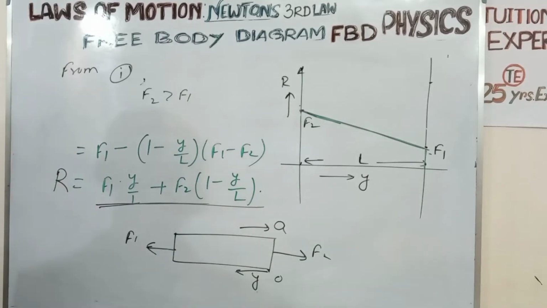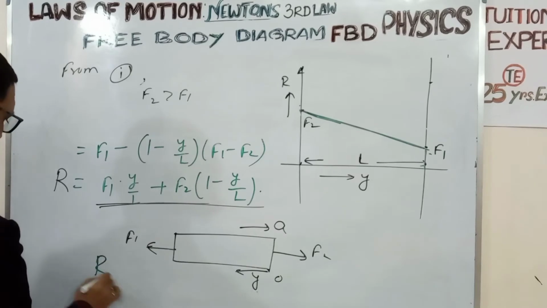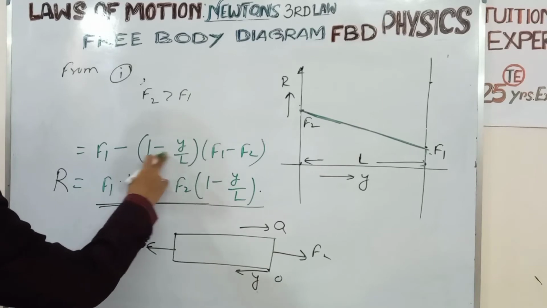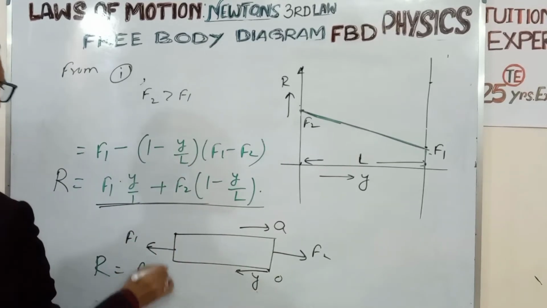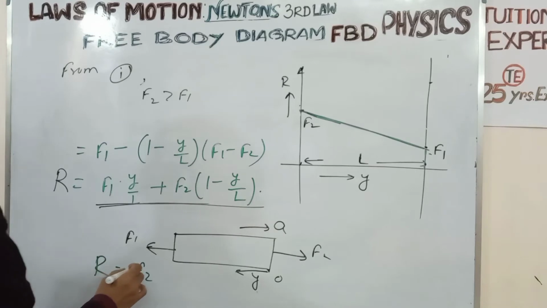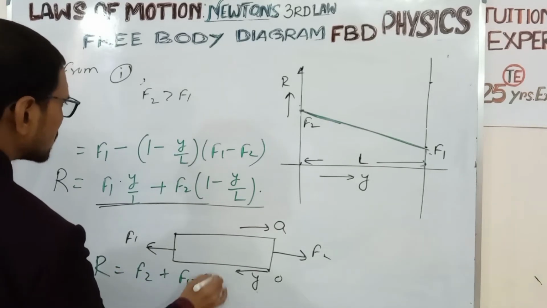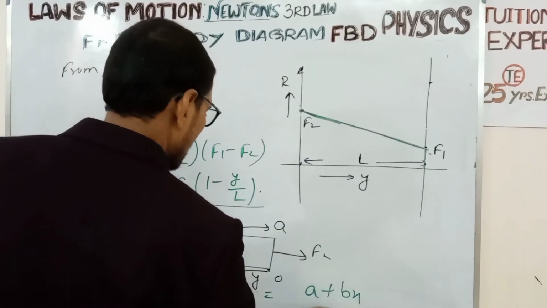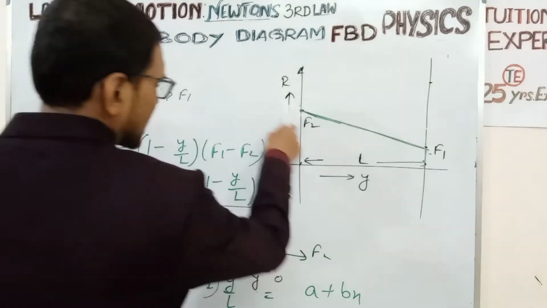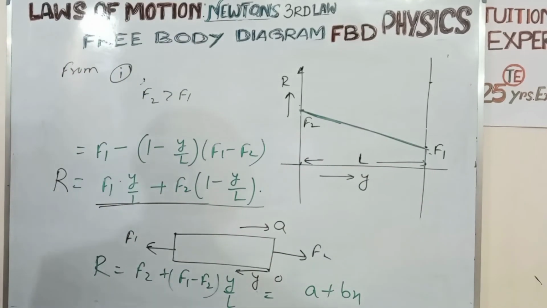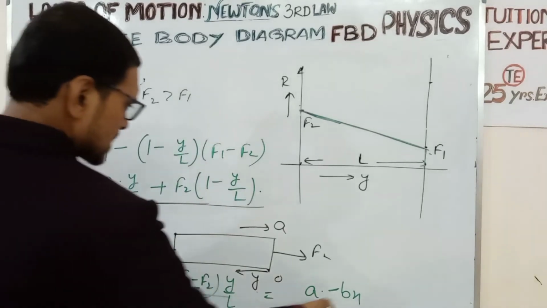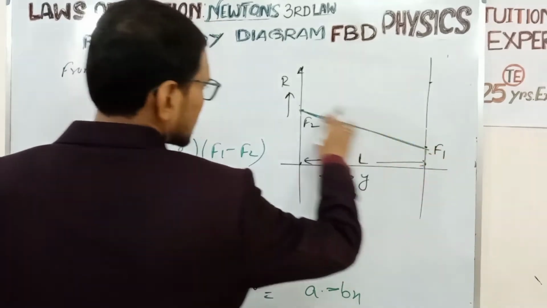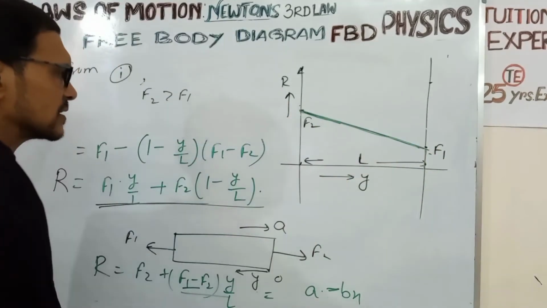And the reaction R equal to, from this, F1 at y equal to 0, this is F1 minus F1 plus F2, that is F2. F2 plus F1 minus F2 into y by L. This is of the form a plus bx. So R is of the form a plus bx, so the graph is a straight line. Slope is m. F2 is greater than F1, so we take it as a minus bx, so the slope is negative. So this is the diagram, R versus y.